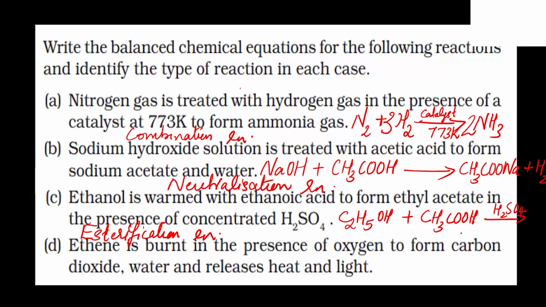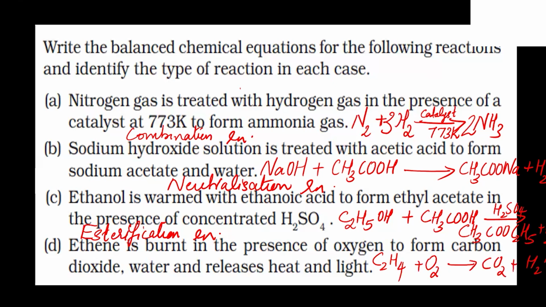Which ester are you getting here? CH3COOC2H5 along with water. Here also this is already a balanced chemical equation. And the last one is ethene. Ethene is what? C2H4. It's an alkene. C2H4 is burned in the presence of oxygen. You will be getting carbon dioxide and water.